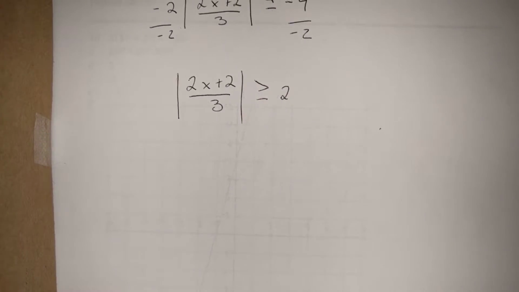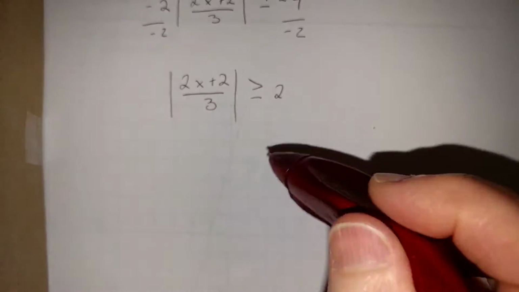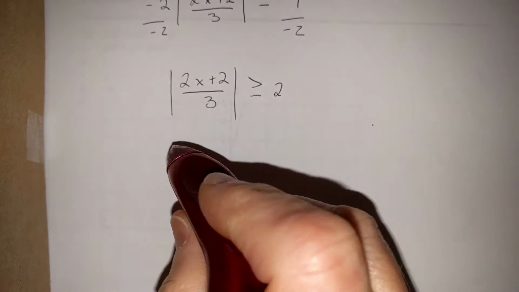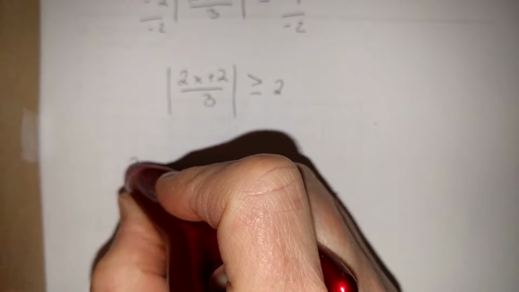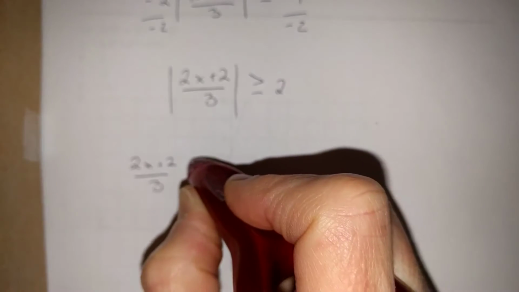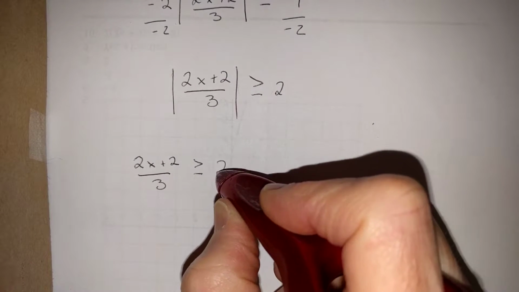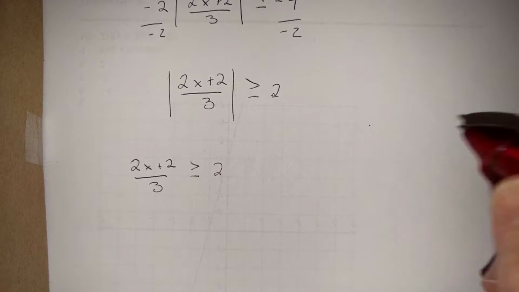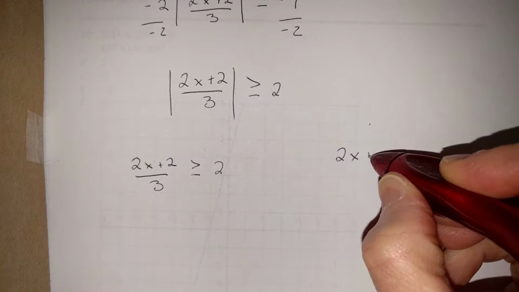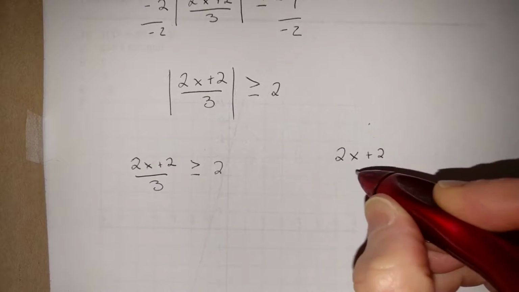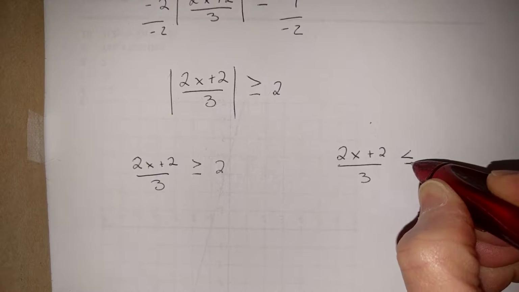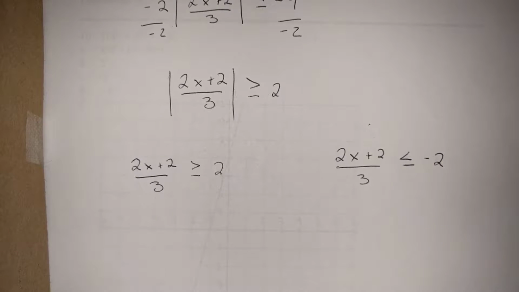To solve this, I have two equations. I've isolated my absolute value on one side of the equation, so now I can solve (2x plus 2) divided by 3 is greater than or equal to 2. That's one equation. The other equation is its opposite. (2x plus 2) divided by 3 is less than or equal to -2.